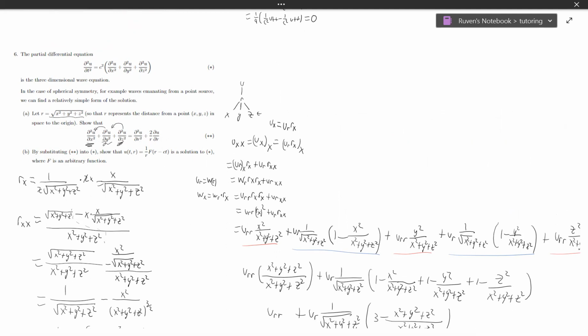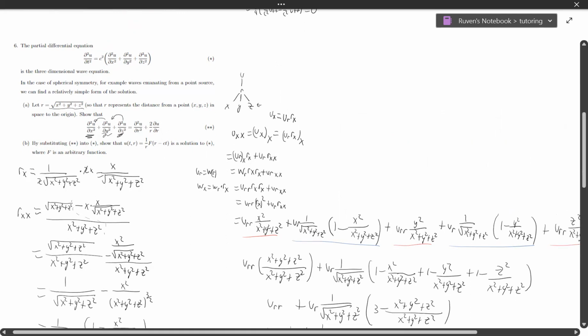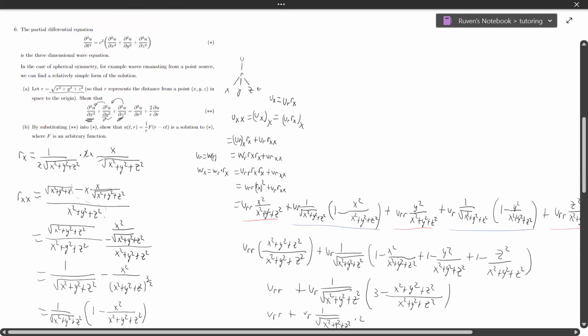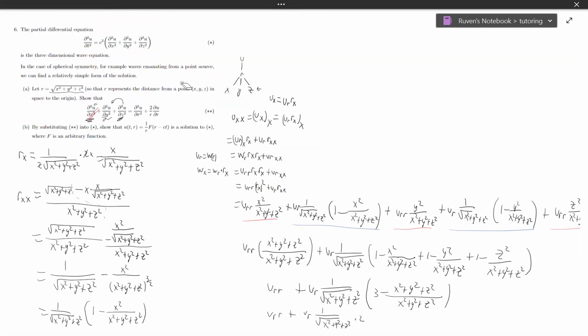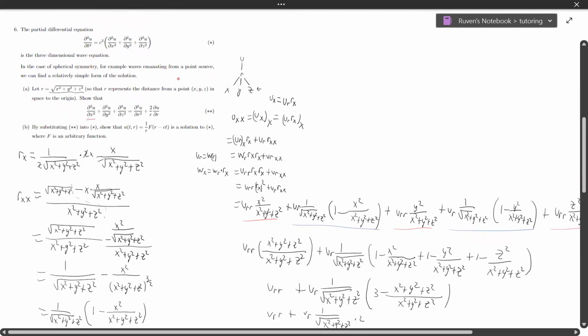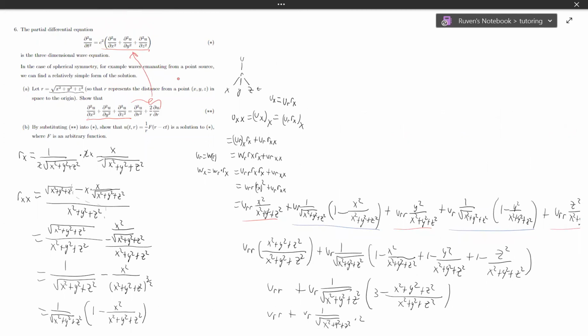So now what we need to do is go to the second part. And so the second part then, what does it say? By substituting star star into star, so by substituting basically, because this is the same, again, I get to use my fancy markers, red. So now we see that this over here is the same as this. So it's saying basically by subbing this into here, show that u of r, t is equal to 1 over r times f of r minus ct is a solution, where f is any arbitrary function.